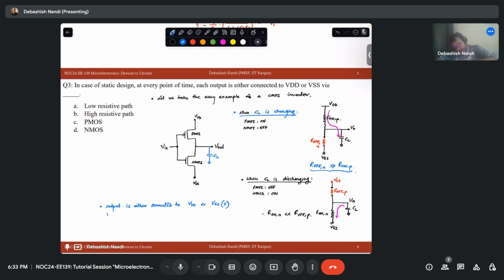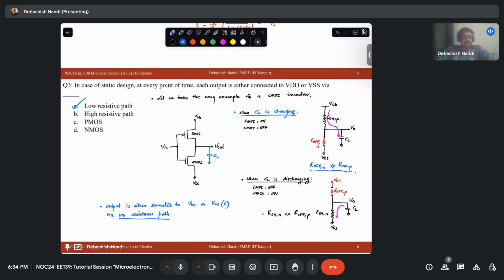So you can reach this via a low resistance path or low resistive path. Okay, so this will be your right answer. So it depends on whether you are in the charging cycle or in the discharging cycle of the load capacitance. So in each case, the time constant will be determined by the on resistance of the PMOS for the charging case or NMOS. You remember that we have calculated TPLH and TPHL.